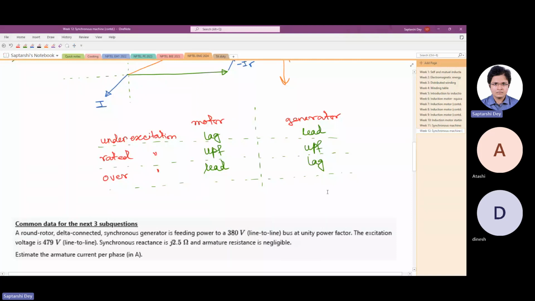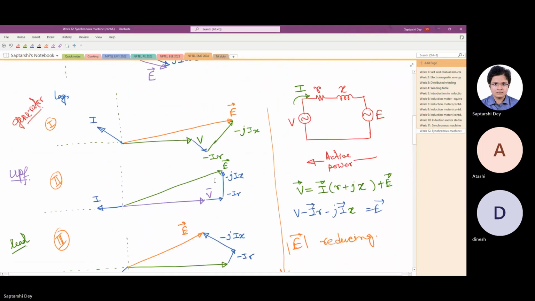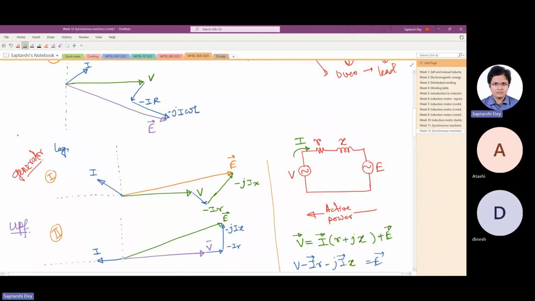Now, actually, the generator. Let us look at the generator one second. What does it depend on? Okay, so this was the generator when it is connected to the infinite bus. That's why V does not change. Infinite bus connected generator. Okay.